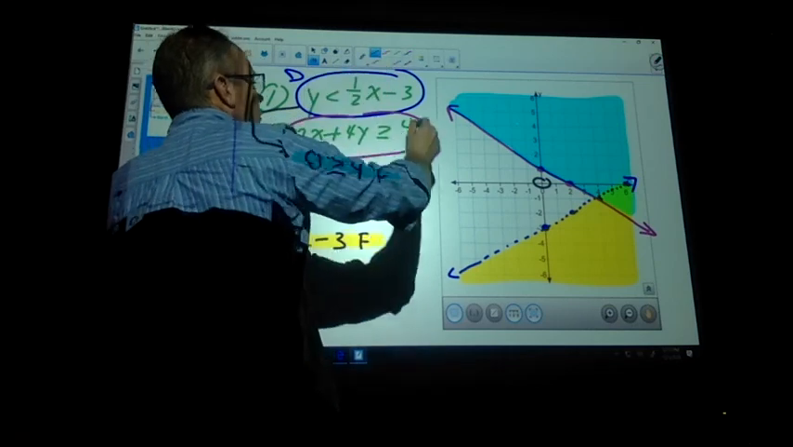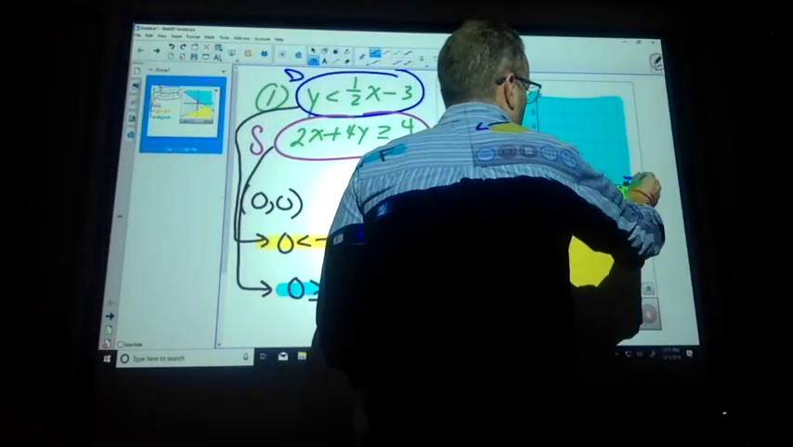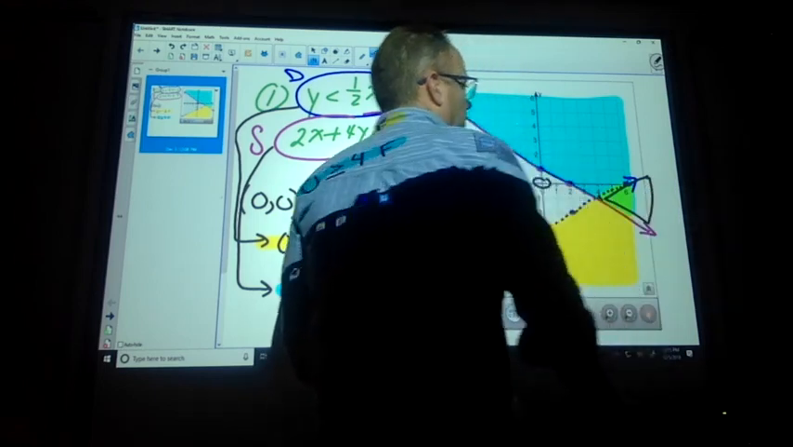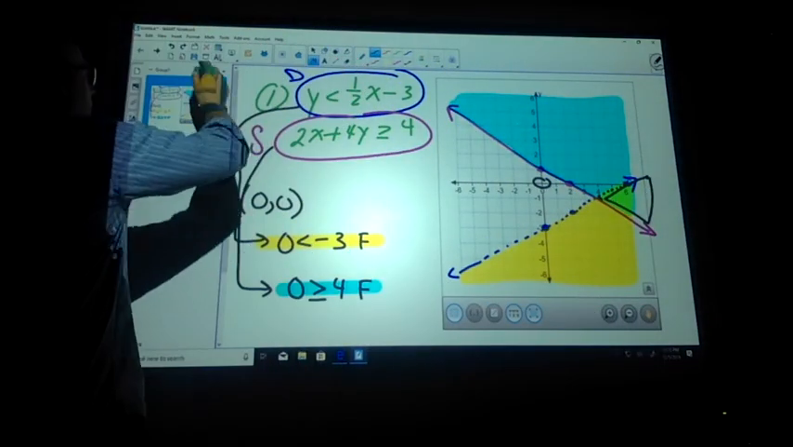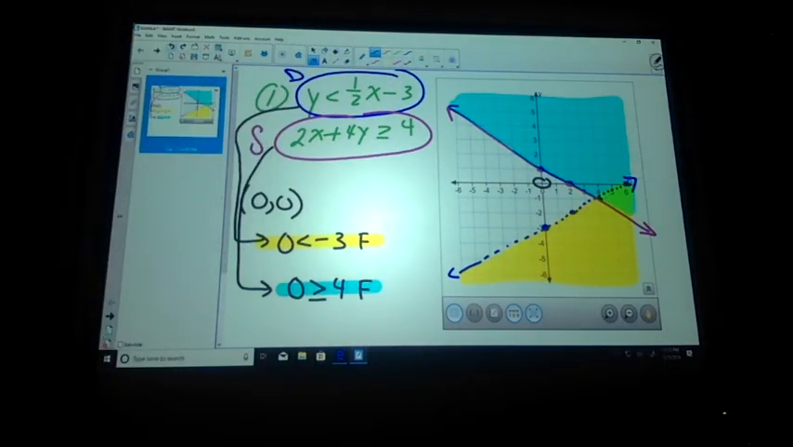This is where our stuff exists in this region. I don't necessarily have to triangle it in, but when you are shading, you need to make sure that I understand where our feasible region is. Whether you have highlighters, I don't know, or you just shade a little bit. Does that all make sense?